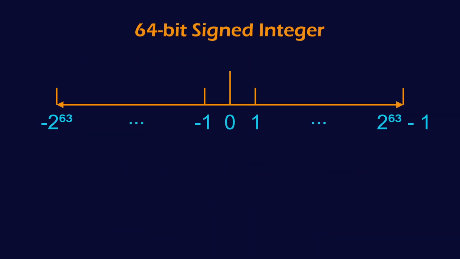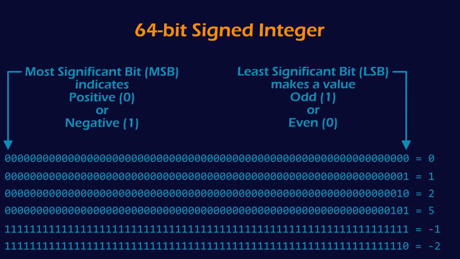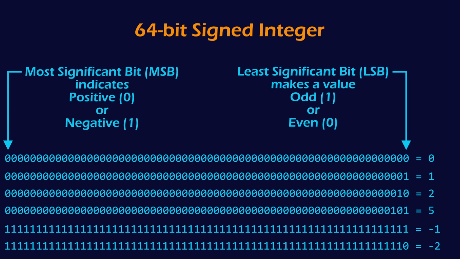Getting back to our 64-bit integer that we can use in Godot, technically this is a signed integer, as it can be both positive and negative. It has a range of minus 2 to the power of 63 to plus 2 to the power of 63 minus 1. Notice that it is 2 to the power of 63 in each direction. This is because the 64th bit is used to indicate a positive or negative value.